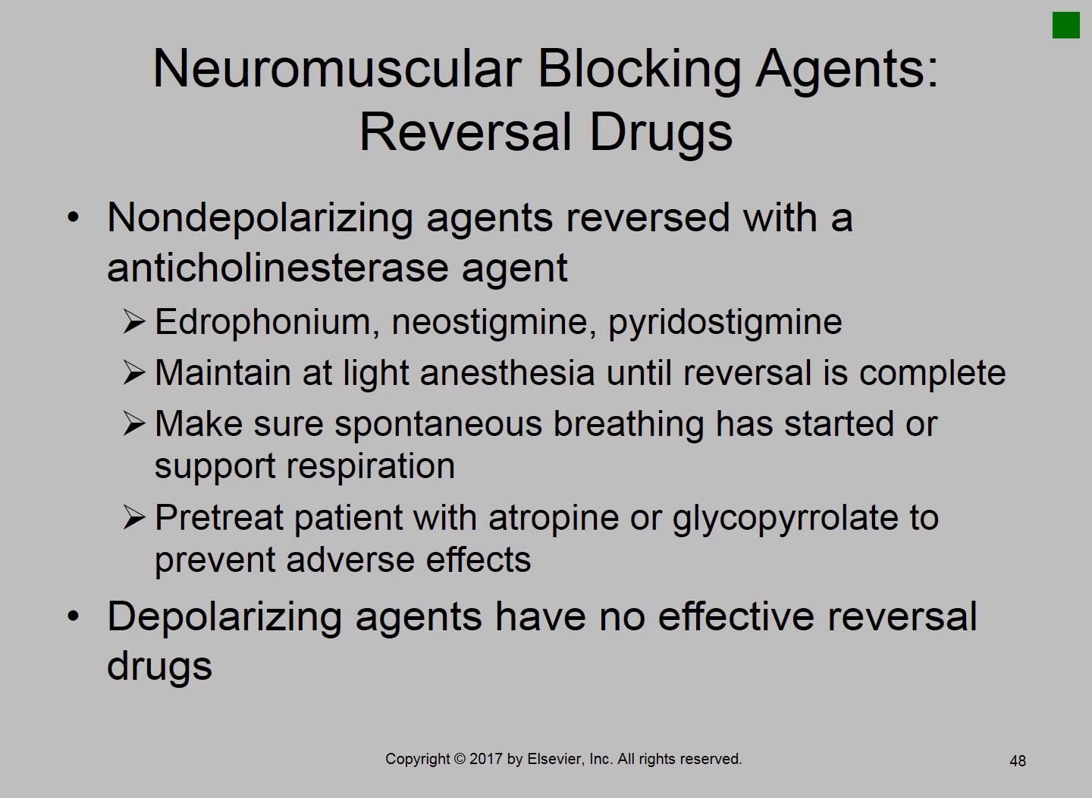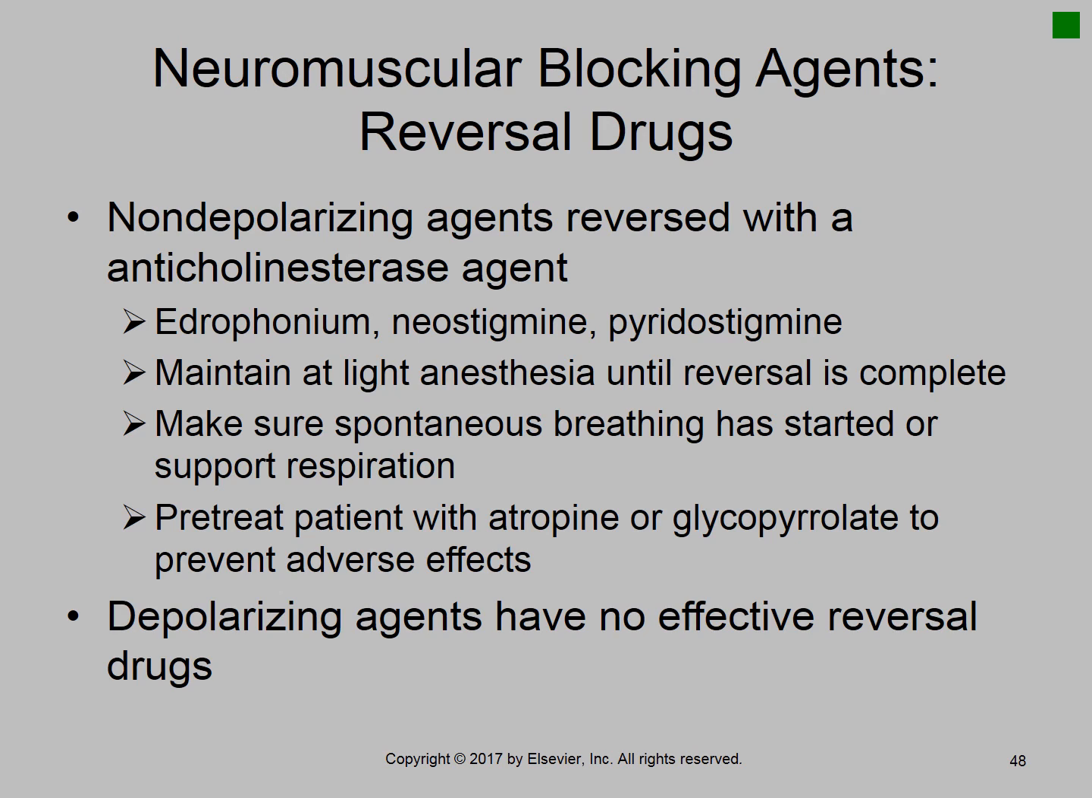If the operation's over and you don't want to hang around for it to wear off, you can make it go away. You can maintain light anesthesia until reversal is complete. You don't want them waking up and still being paralyzed. Make sure spontaneous breathing has started or support respiration. Pre-treat the patient with atropine or glyco to prevent adverse effects. That's important to remember. With non-depolarizers, be sure to pre-treat with atropine or glyco, preferably glyco, to prevent adverse effects.